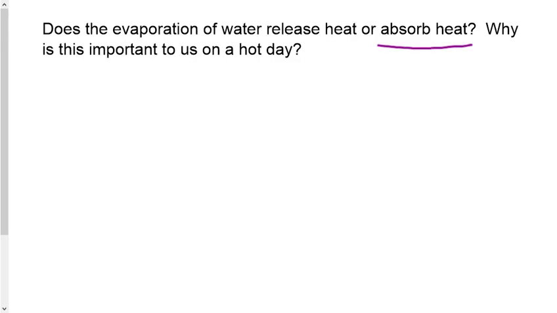This is important to us on a hot day because if we're all sweaty, we got water on us and probably some salt and other grease and grime, but when it evaporates, it takes energy away from our skin and that cools us. So that's why when wind blows on us, when we're wet, we feel colder because it absorbs energy from our skin in order to evaporate the liquid. All right, let's try a couple more questions in this video.